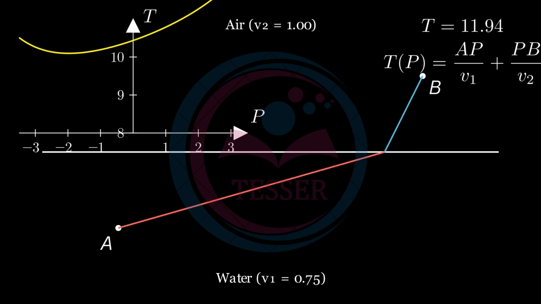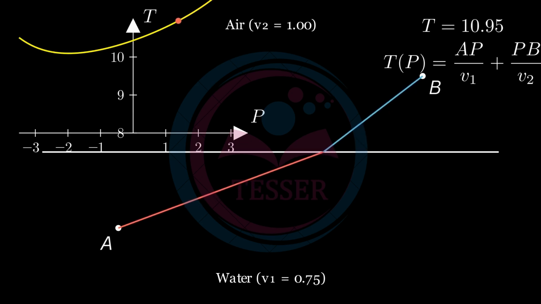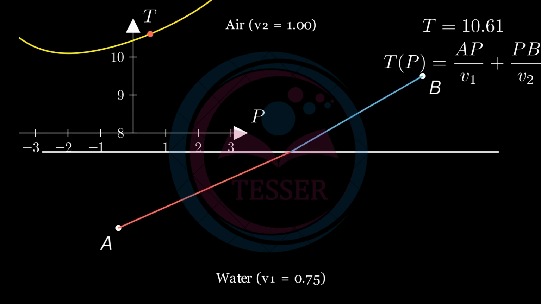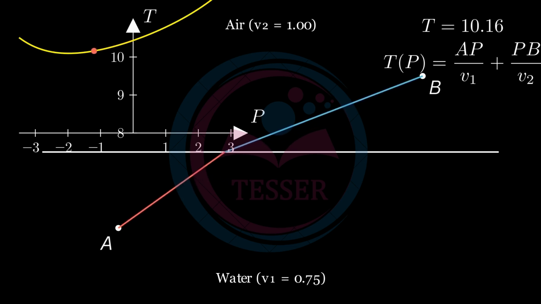Notice something remarkable. Among all possible paths, there is one specific path for which the total travel time is minimum. This is the path that light actually follows. Light does not minimize distance. It minimizes time. This is Fermat's principle.